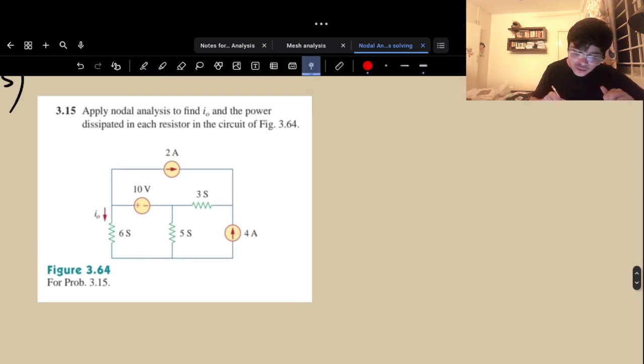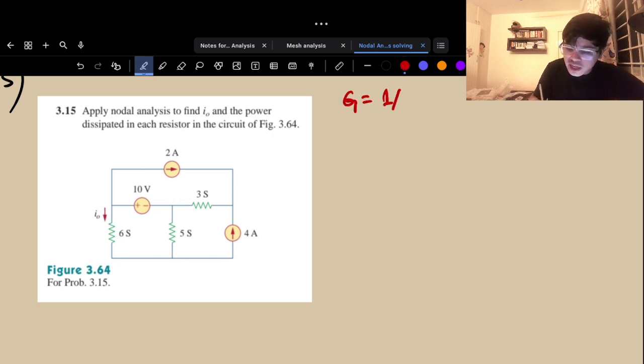Again, I have to find some I naught, and this is my I naught. Okay, and the power dissipated in each resistor. Okay, now do you understand this though? What is this particular symbol? What are these units? These are Siemens. Siemens is the unit of conductance, and you already know that conductance G is equal to 1 by R. So essentially, if I say that I have been given a conductance of 5 Siemens, it implies that I'm given a 0.2 ohm resistor. It's as simple as that.